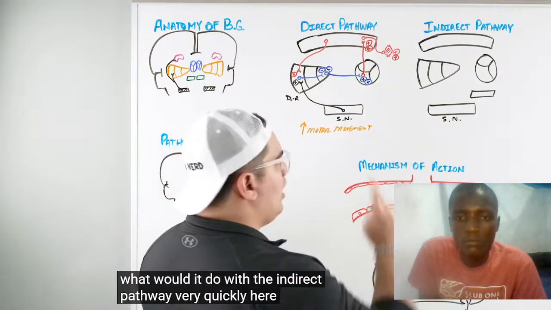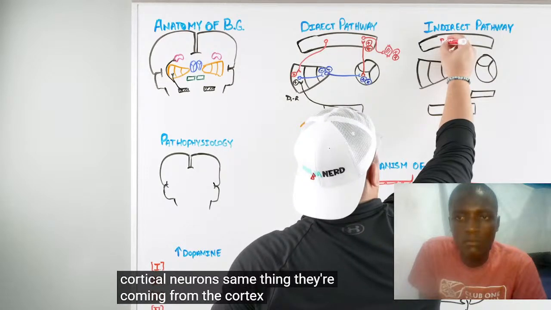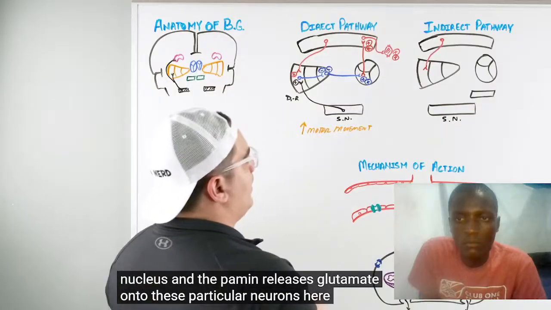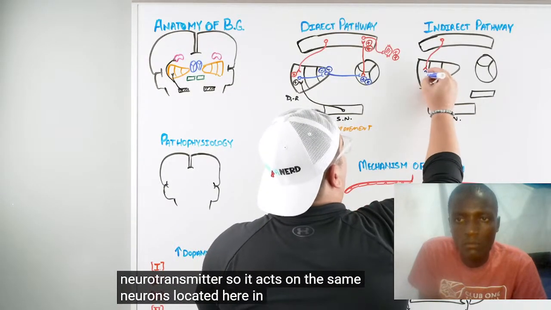Very quickly here, you have, again, cortical neurons, same thing. They're coming from the cortex. They're bringing these neurons all the way down to the putamen or the striatum. Again, that's the caudate nucleus and the putamen. It releases glutamate onto these particular neurons here. Remember, glutamate does what? It's a stimulatory neurotransmitter. So it acts on the same neurons located here in the putamen or the striatum.